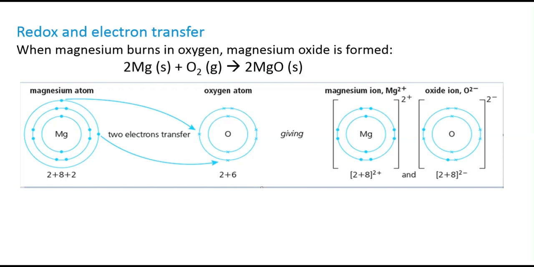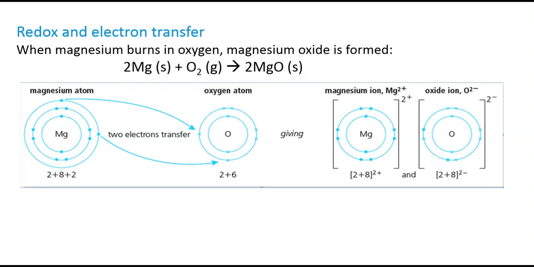Here, which reactant lost the electrons, magnesium or oxygen? Look at this diagram. Magnesium is in the second group in the periodic table. What is its valency? Its valency is 2. By losing 2 electrons, magnesium will form the magnesium 2 plus ion, that is, the magnesium ion. These 2 electrons are gained by oxygen to form the oxide ion.